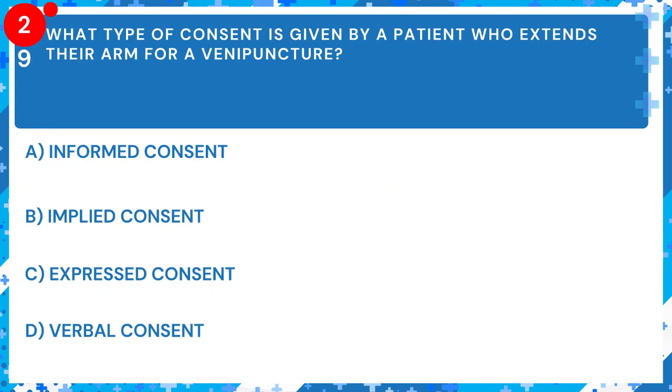Question 29. What type of consent is given by a patient who extends their arm for a venipuncture? A. Informed consent. B. Implied consent. C. Expressed consent. D. Verbal consent.